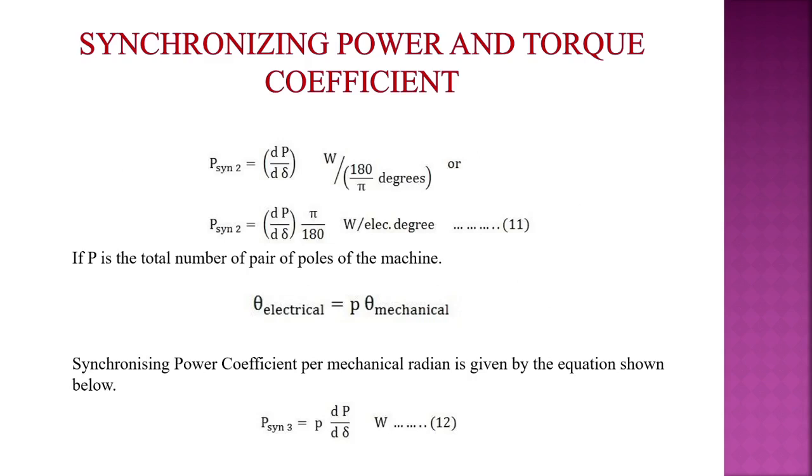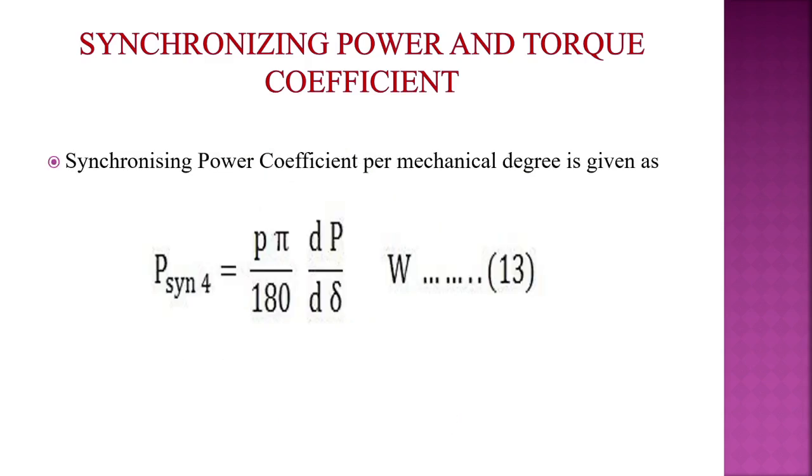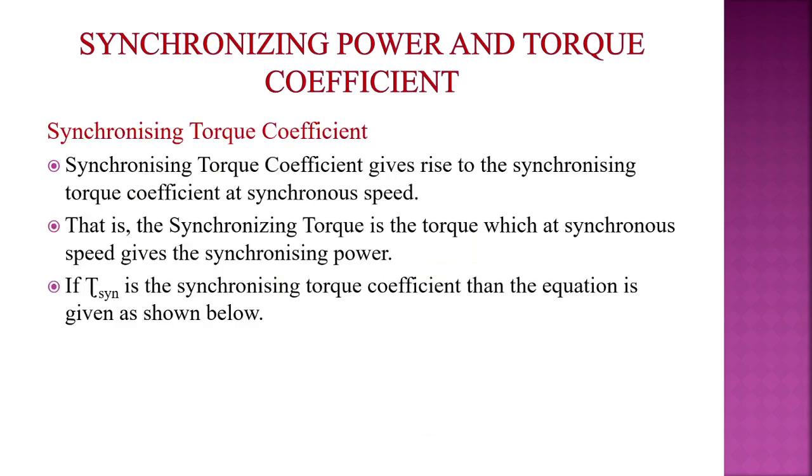If P is the total number of pair of poles of the machine, then θ electrical is equal to P into θ mechanical. Synchronizing power coefficient per mechanical radian is given by the equation shown below, that is P sin 3 is equal to P dP by dδ watt, and synchronizing power coefficient per mechanical degree is given as P sin 4 is equal to P π by 180 dP by dδ in watt.